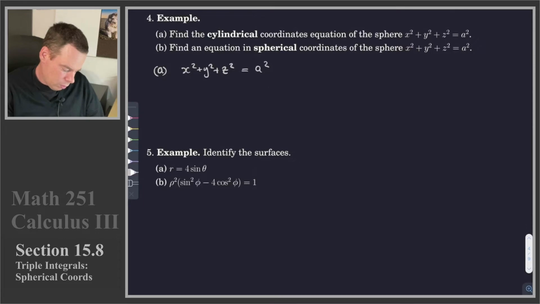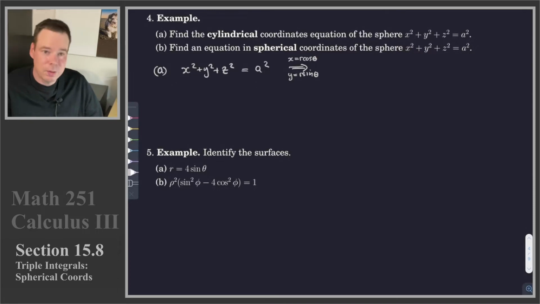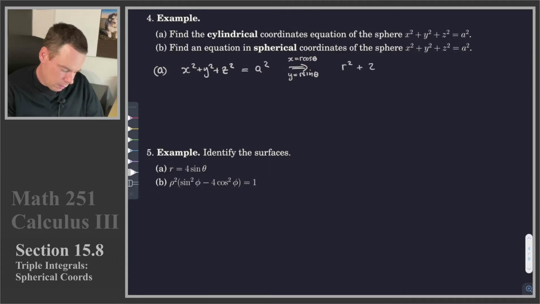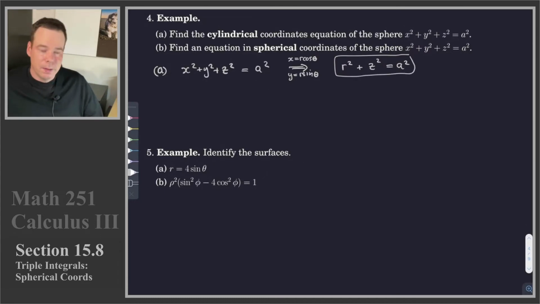Well, remember, in cylindrical coordinates we had x is r cos theta and y is r sine theta. Basically, the z value is the same, but it's polar in the plane. So x squared plus y squared becomes r squared. Z squared remains the same, and that's equal to a squared. So there is our description of that sphere using cylindrical coordinates.